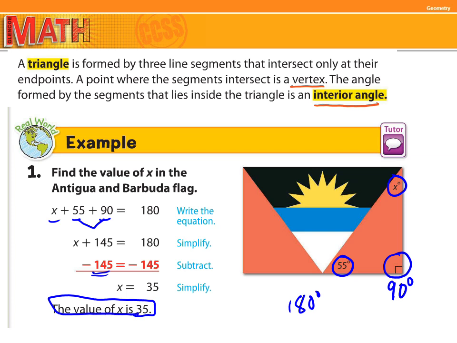You can check that. Take 35. If this is 35 plus 55, that's 90 degrees. So 90 plus 90 is 180 degrees. So 35 is correct.